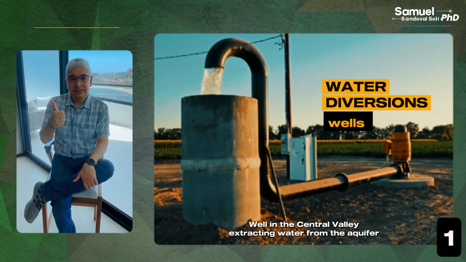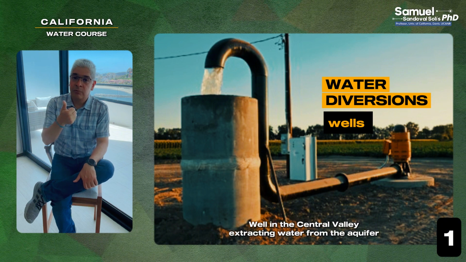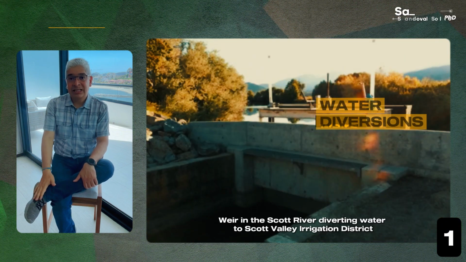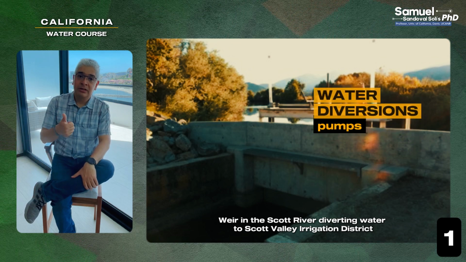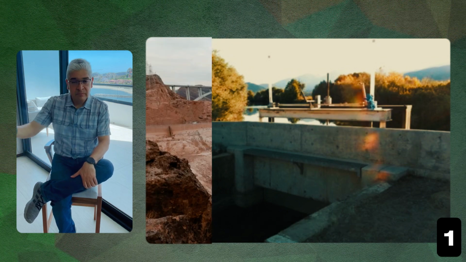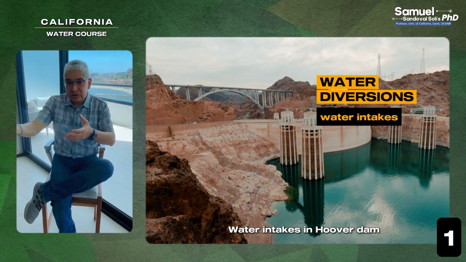So the first one is water diversions. So for example, there are wells to extract water from the aquifer, weirs that divert water from rivers into canals, pumps that divert water from rivers, water intakes in lakes to divert water from those lakes to cities far away.